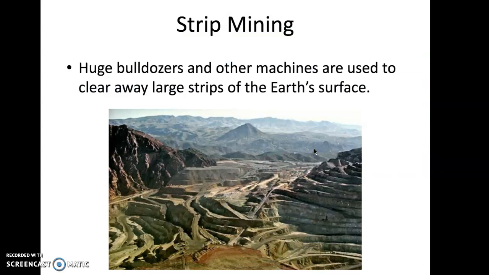This is strip mining, so this is different. So pit mining, think definitely big pit deep down in the hole, and your movement is down or vertical. Strip mining, your movement is horizontal. So instead of going down into the earth, you are chunking off horizontal layers of the earth. We do that by using huge bulldozers and other machines to clear away the strips of the earth.